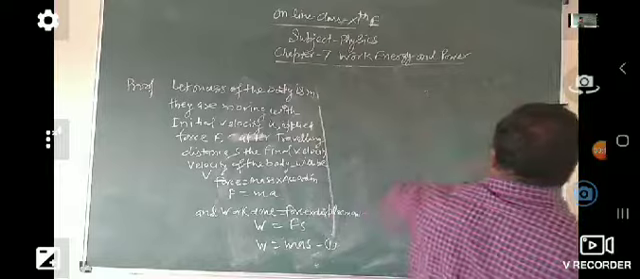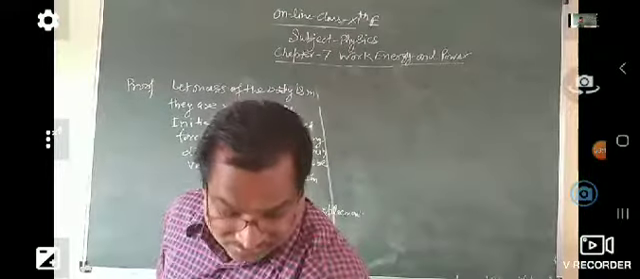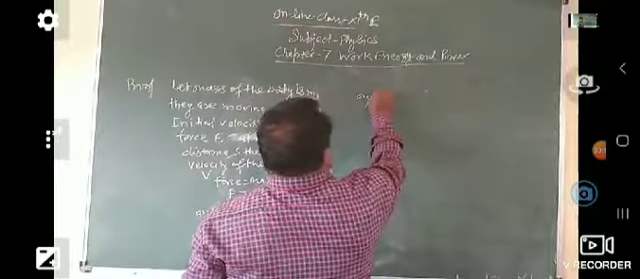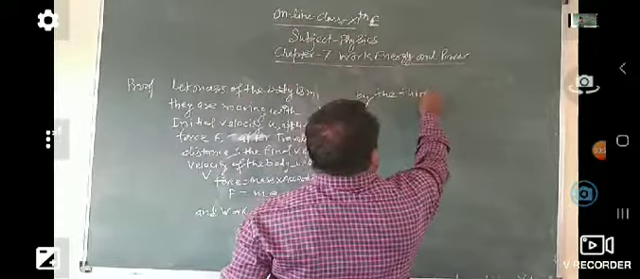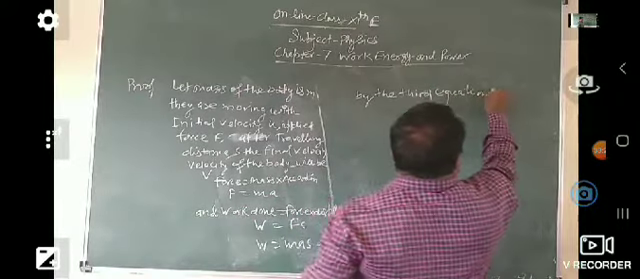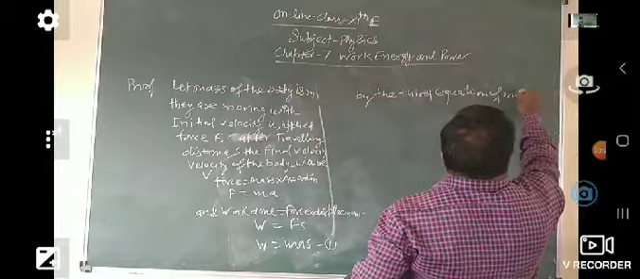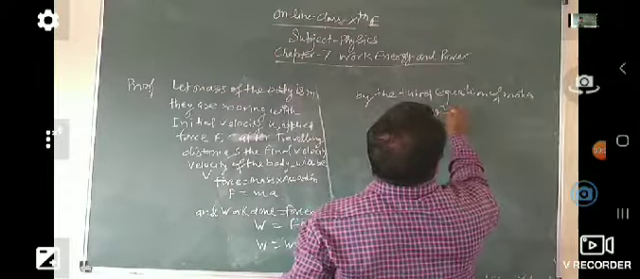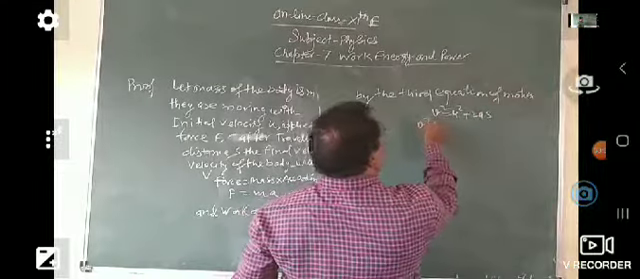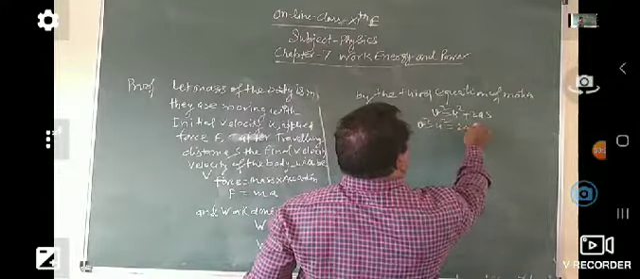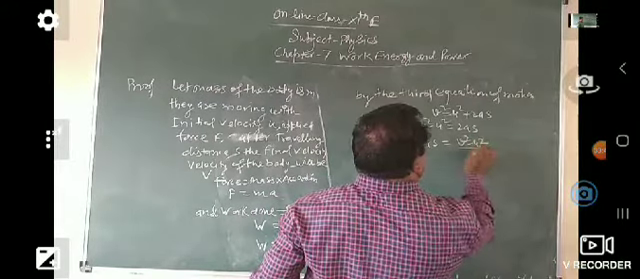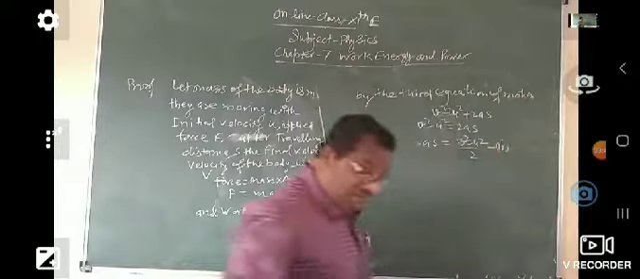So how can we find the value of as? Now, by the third equation of motion, v square equal to u square plus 2as. So here v square minus u square equal to 2as, then as equal to v square minus u square upon 2. It is equation second.